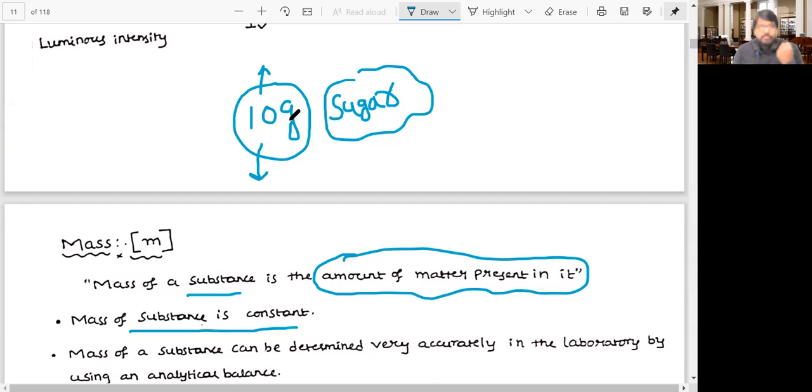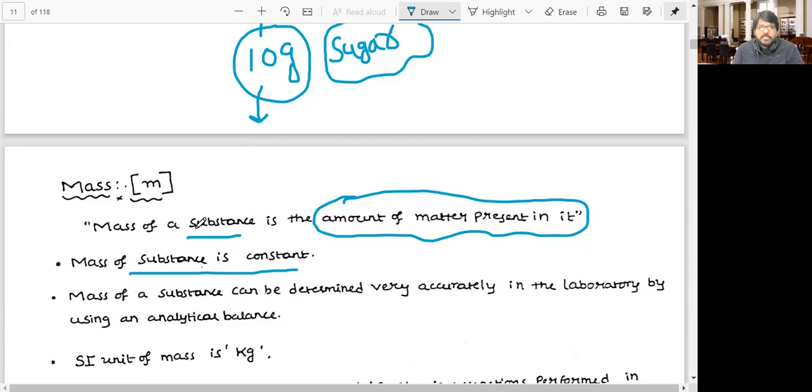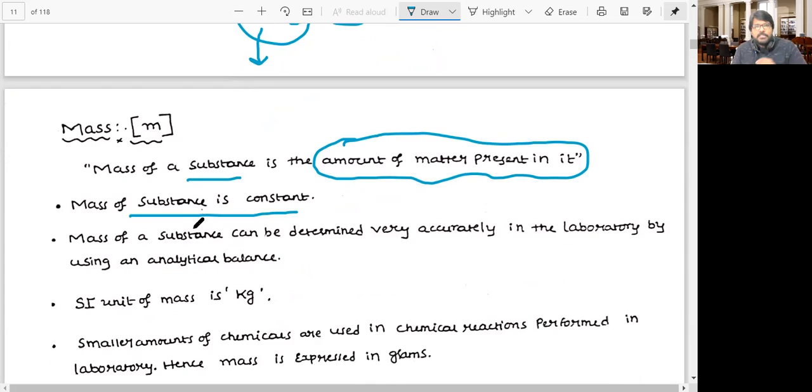For example, I have taken 10 grams of sugar. You may be anywhere, that is constant, 10 grams. That 10 grams is constant. On any planet, it is constant. That is the meaning. That is the perception here, right? So mass of a substance is constant. That means it does not change with the place. That is the meaning. Mass of a substance can be determined very accurately in the laboratory by using an analytical balance.